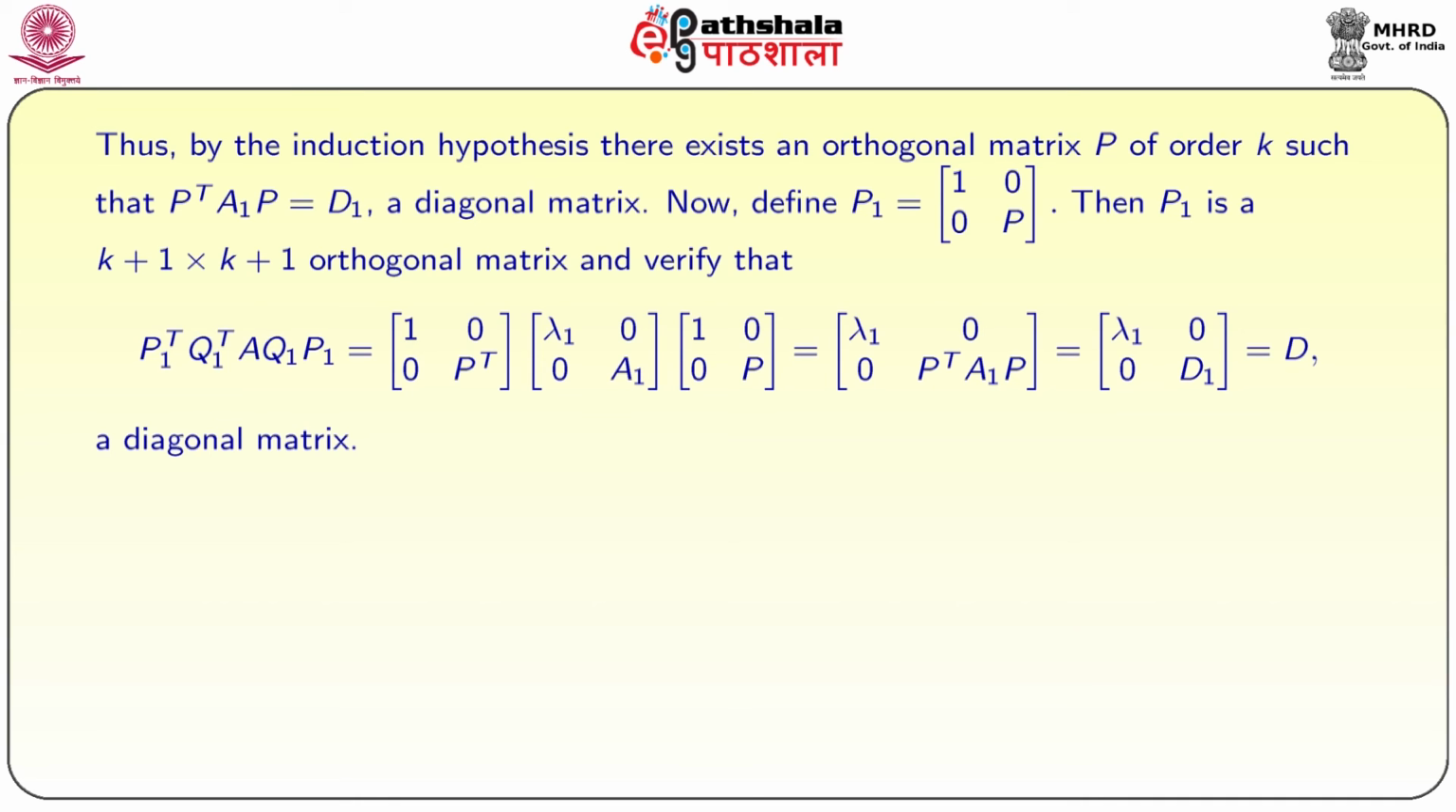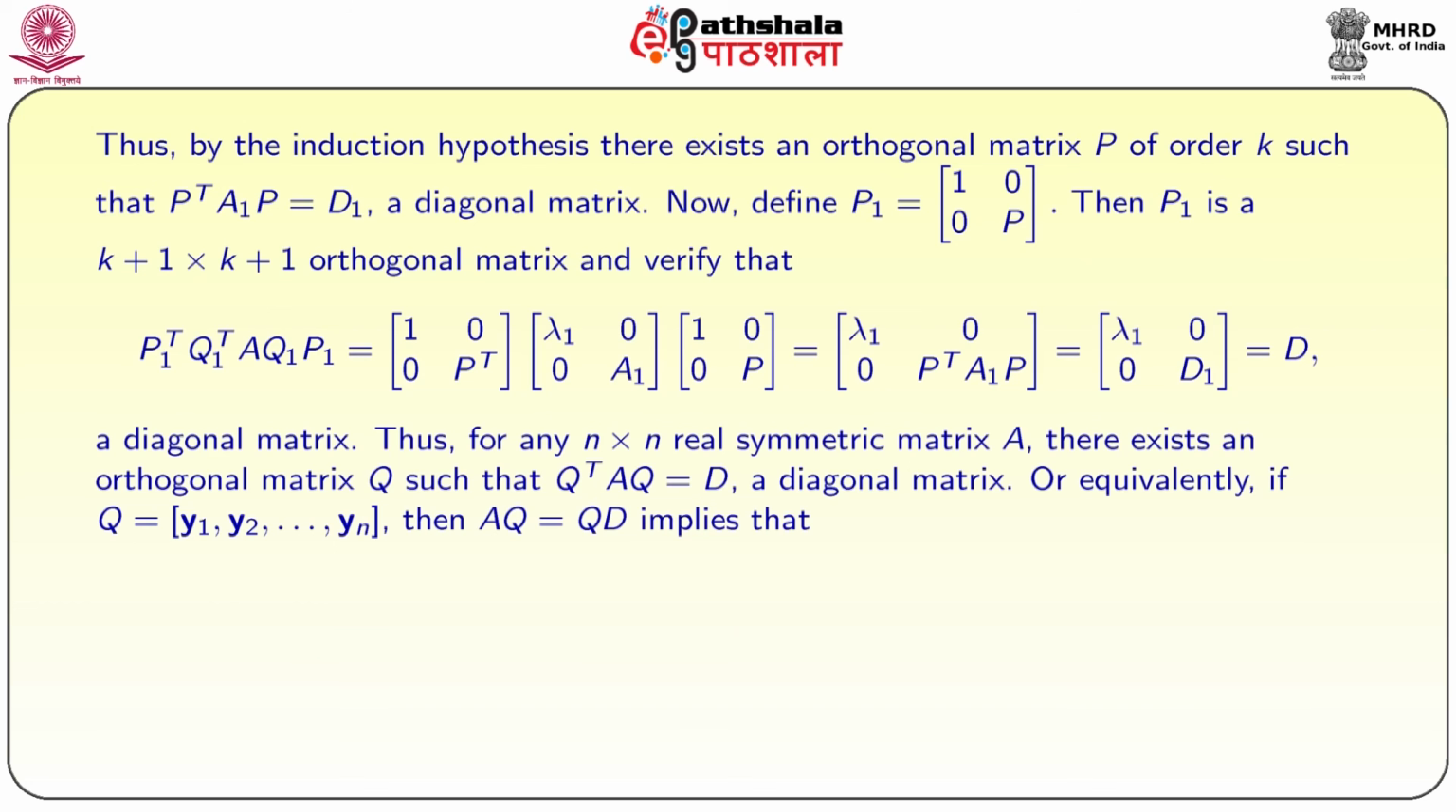So, now if you compute P1 transpose into Q1 transpose A Q1 P1, it is equal to [1 0; 0 P] transpose [lambda 1 0; 0 A1] [1 0; 0 P]. So it turns out to be [lambda 1 0; 0 P transpose A1 P], but P transpose A1 P is nothing but D1. So, we got a diagonal matrix. So, that is the result we required.